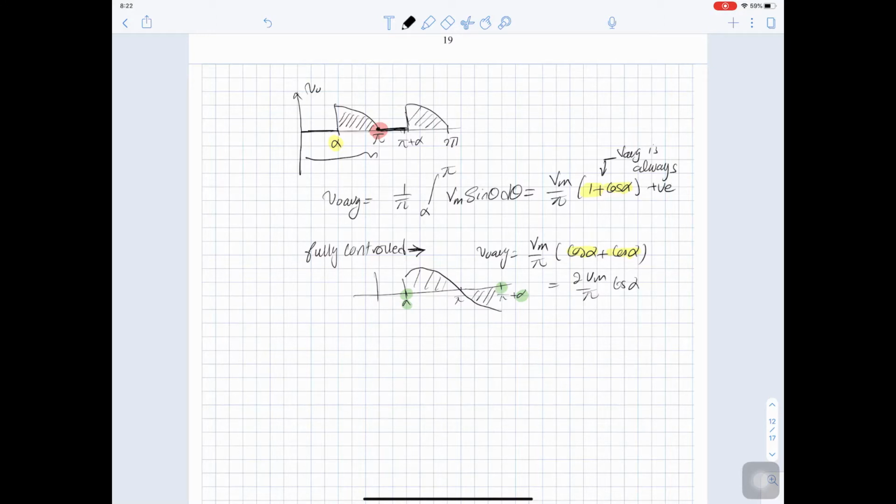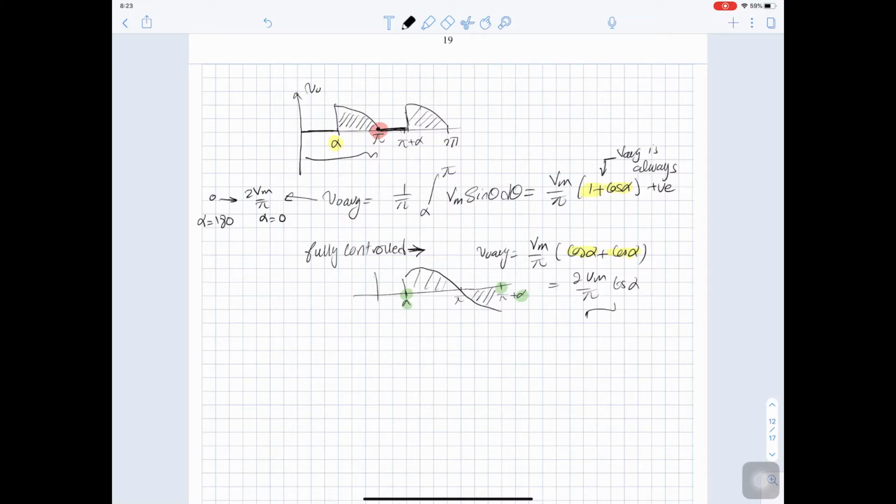Okay, so for alpha equal 0, you are getting 2 V max over pi. For alpha equal 90, you are getting V max over pi. For alpha equal 180, you are getting 0. So this V average is variable from 0 to 2 V max over pi. This is for alpha equal 180, and this is for alpha equal 0. So V average is always positive.